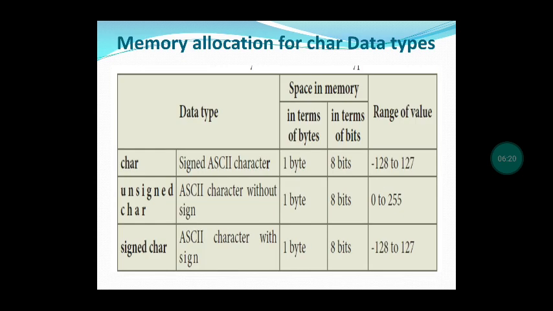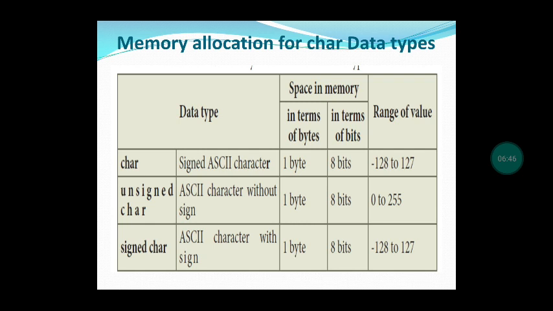Next, the memory allocation for the character data type. What is meant by character? If a letter is enclosed in single quotes, that is called a character. It accepts only characters. It should be enclosed in single quotes. This character is a signed ASCII character. Its memory space is 1 byte, that is 8 bits. Its range of value is from minus 128 to 127.